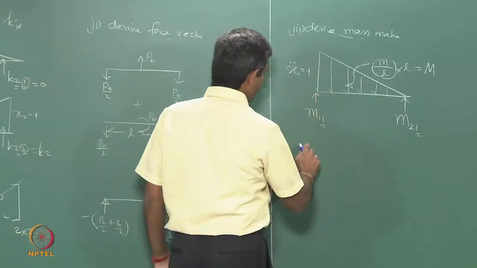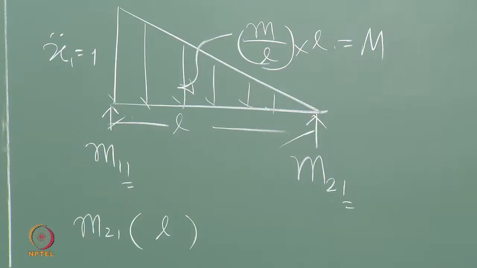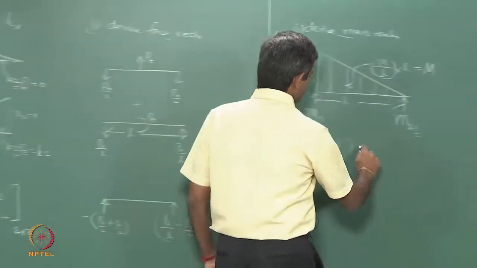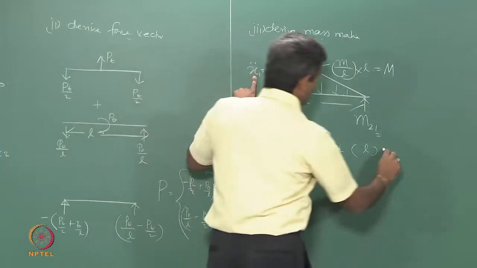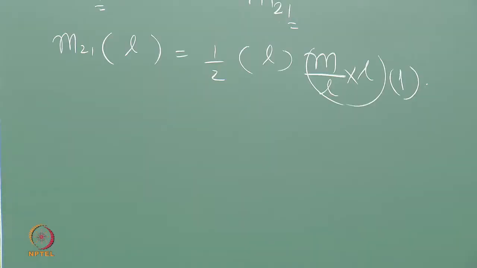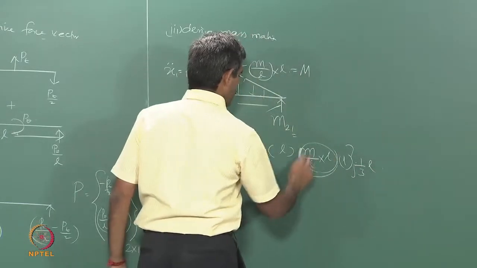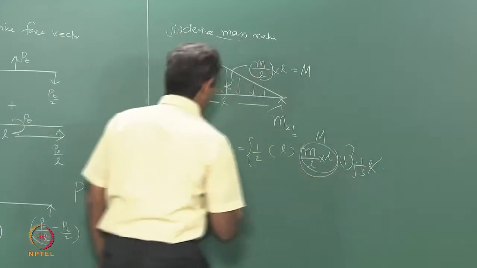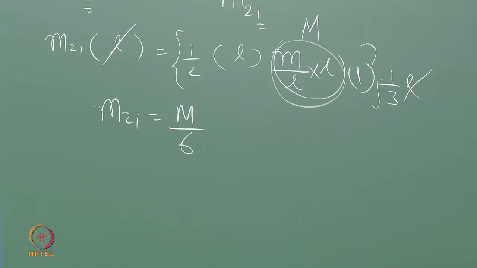I will take moment about this point. So, m21 multiplied by the distance, which is L, should be equal to half, that is the triangular loading, base is L, height is unity, but it is m by L of L of unity, into 1/3 of L. So, this becomes m, this L goes away. So, my m21 essentially becomes m by 6, half L, m by L into unity, this is unity, there is no L here, this is unity.